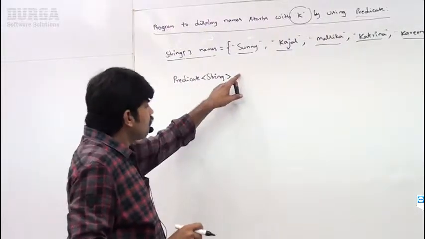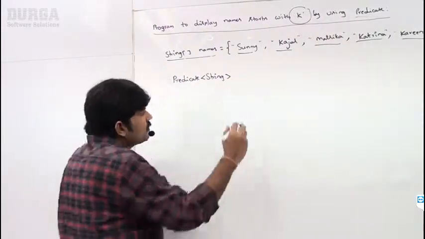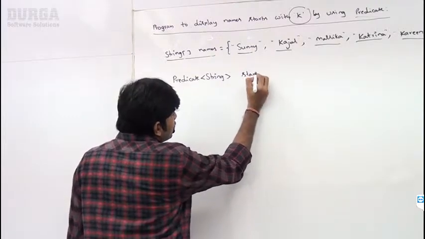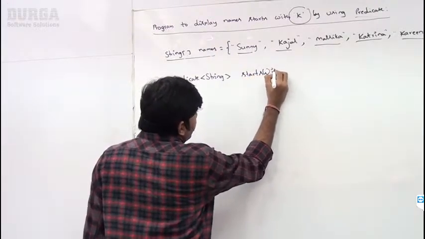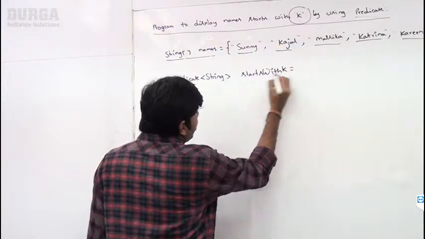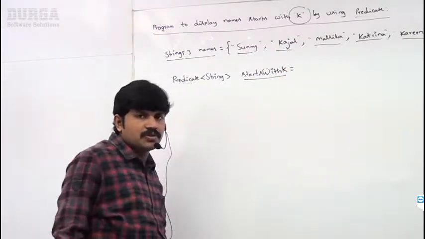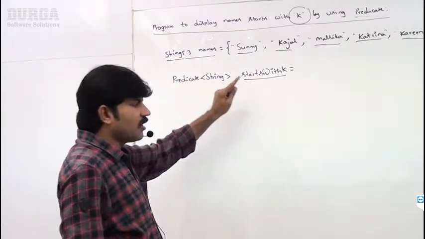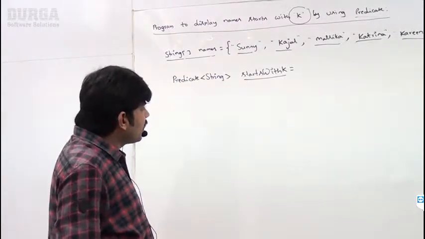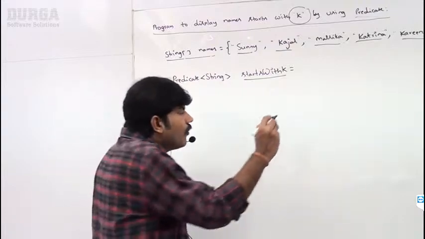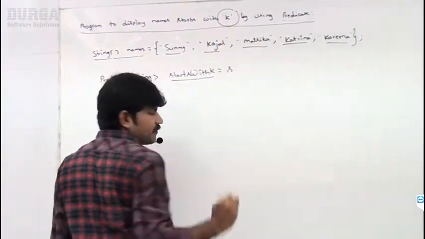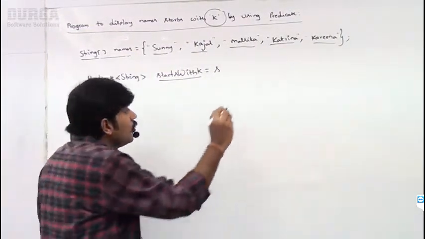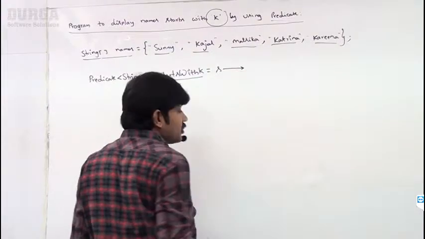Use a P or some meaningful name. Some meaningful name: startsWithK. My predicate variable name I'm using is startsWithK. Just a meaningful name. So, Predicate of String startsWithK. If I give s, where s is a string, if I can give any string, which condition does it have to check?